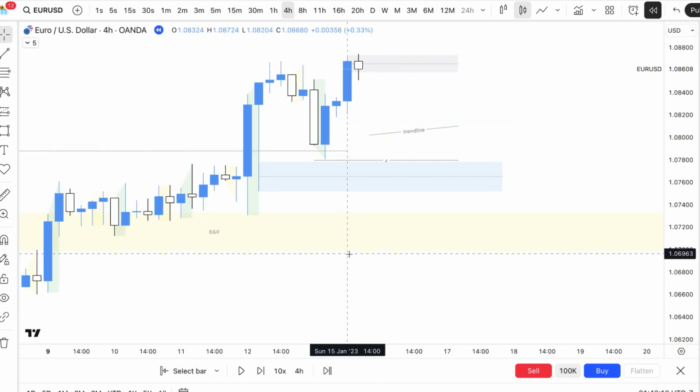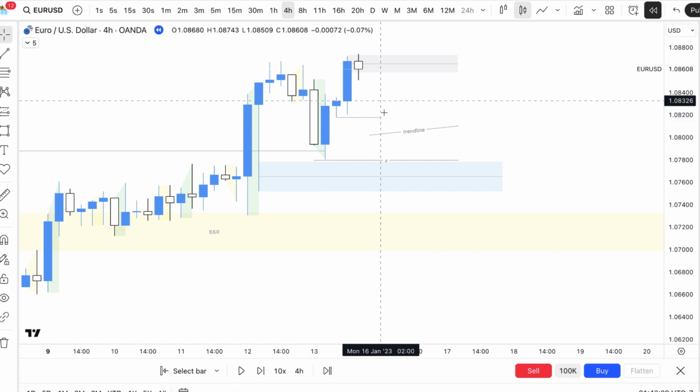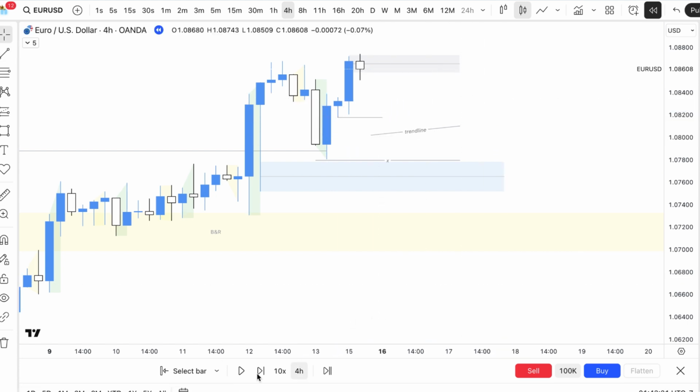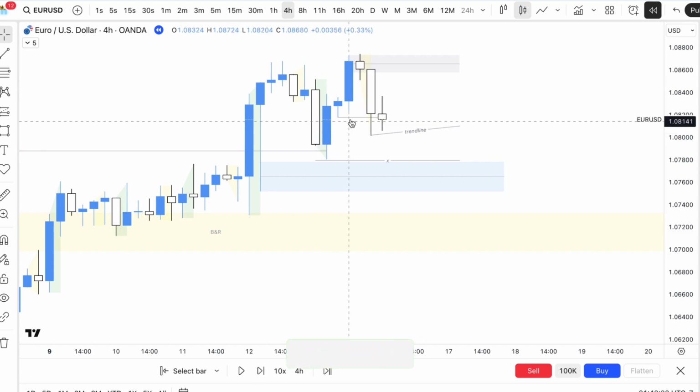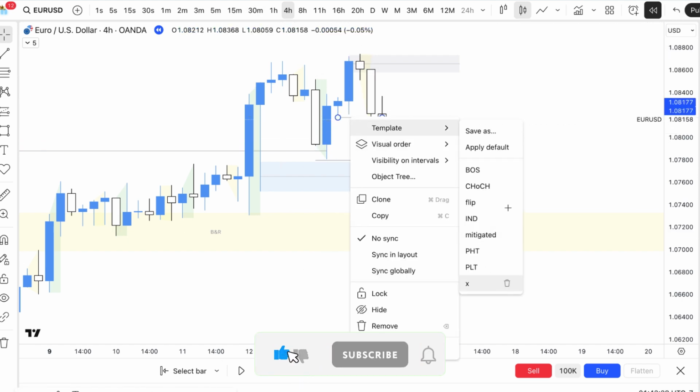Let's just do this. For good measure, what you're trying to do is time the session with your setup. So you could also do this. There is liquidity here. Something like that. Now we're going to play it. Price takes out some liquidity, and once it does, this is what liquidity traders would expect.